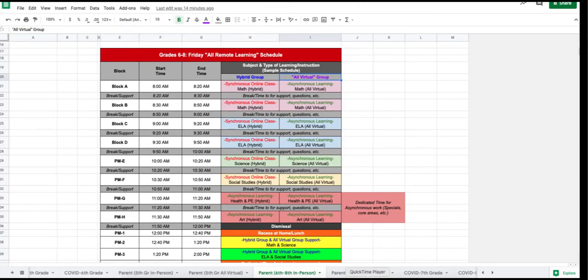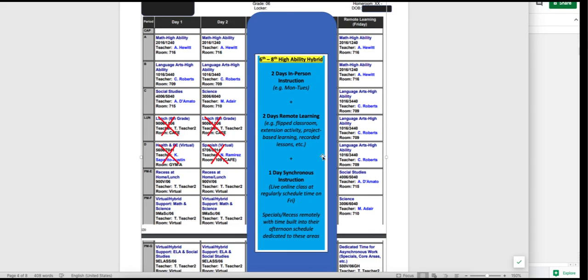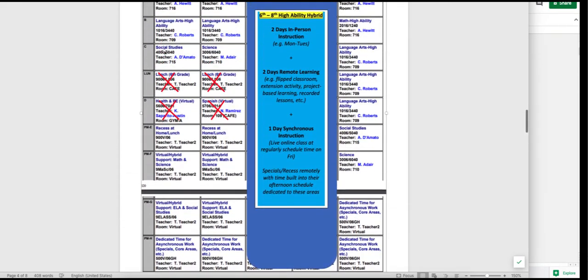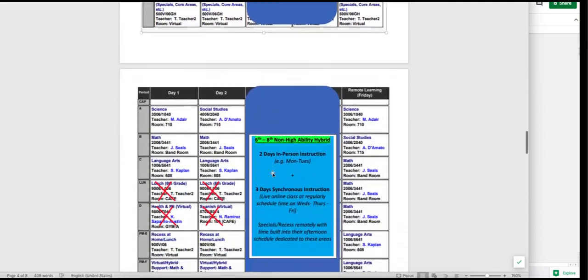All right, and your teachers will communicate that to your kids as well through Google Classroom, so they know exactly when to log on. And again, I put X's here just to remind you that the specials are not occurring in lunch or specials. So you know that they won't be occurring in the in-person instruction.